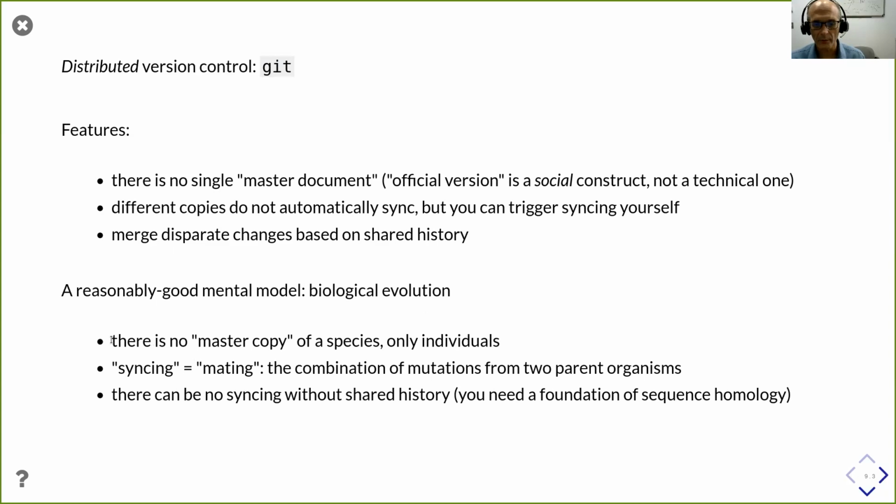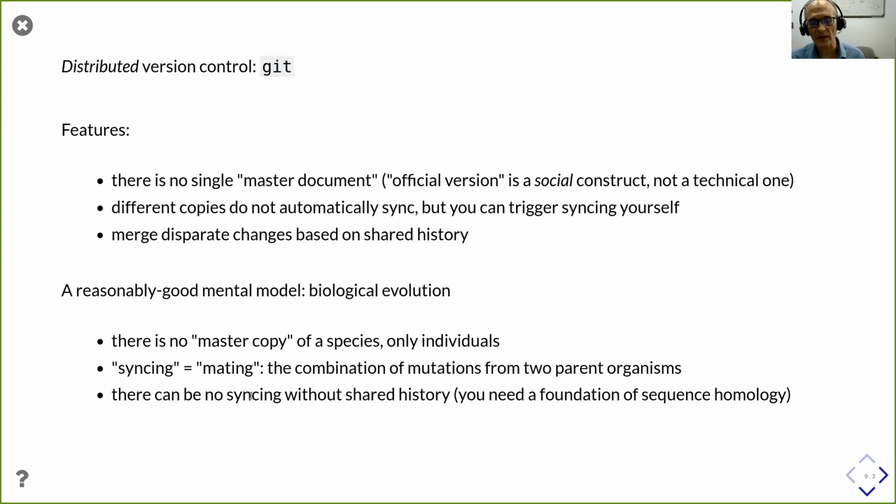So, for example, in species, just like Git repositories, there is no master copy, right? Each individual is essentially potentially equivalent as a noteworthy example of the species. There is no official version of the species, right? In biological evolution, there's a process of bringing sets of changes together, and that's mating, of course, and the production of offspring from that. So that combines the mutations from two parent organisms. And that's a lot like merging in Git, with some important differences.